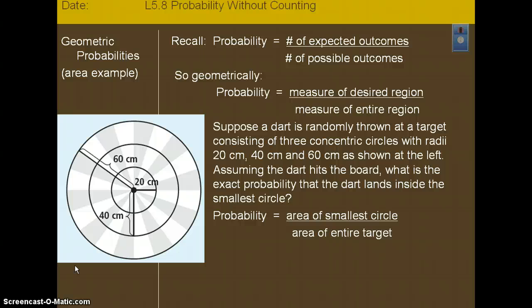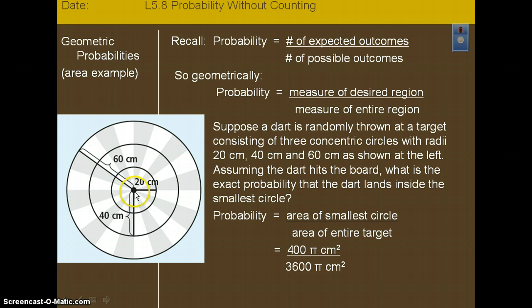The area of the smallest circle is, of course, a circle with a radius of 20, and the entire target, of course, is a circle with a radius of 60. So we're looking at 400 pi centimeters squared for the area of our smaller circle. Here you can see that I have done 20 centimeters squared to find the 400. Since it did ask for an exact probability, I'm not going to be substituting in for pi at this time.